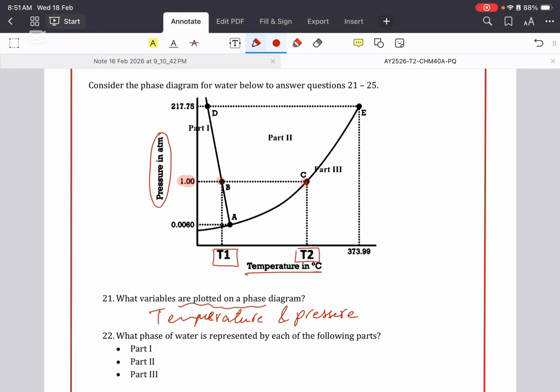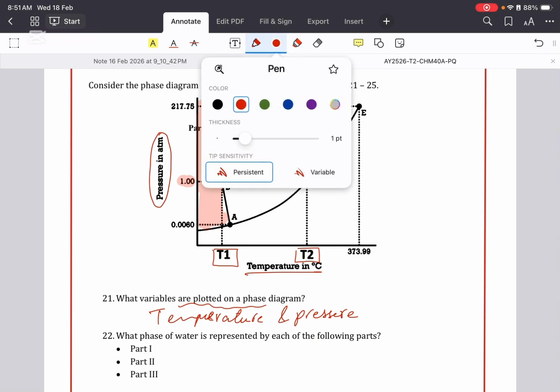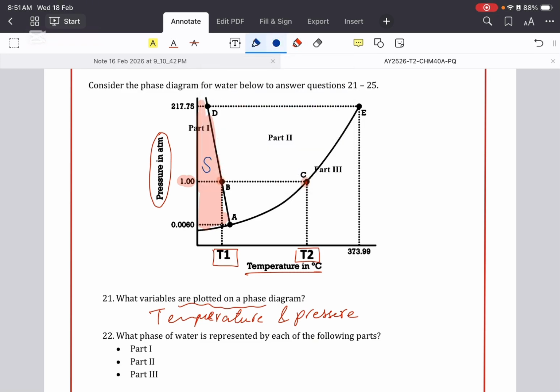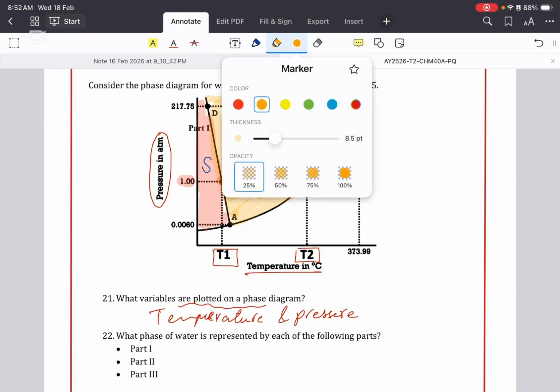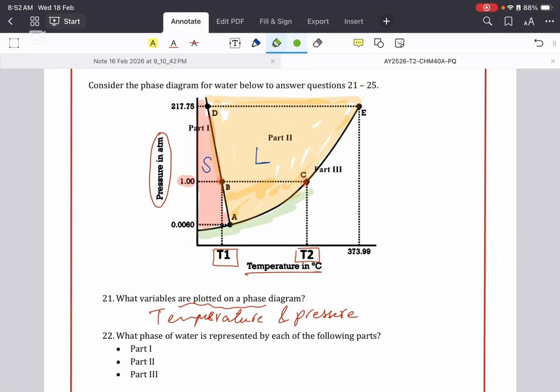What phase of water is represented by each of the following parts? You need to remember that this is the solid phase. And that is, I'm going to change the color, the liquid phase. Over here, this is the area of liquid phase. And this is the area of gaseous phase over here.